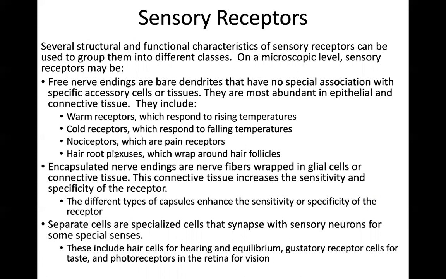Encapsulated nerve endings are just nerve fibers wrapped with glial cells. Remember, those are accessory supporting cells of the nervous system, or just connective tissue. The function of that is to increase the sensitivity and specificity of the receptor. So it is easier to create an action potential. We hit the threshold easier, and we're able to pinpoint where that sensation is actually taking place. Which I guess I put on there twice, the exact same sentence.